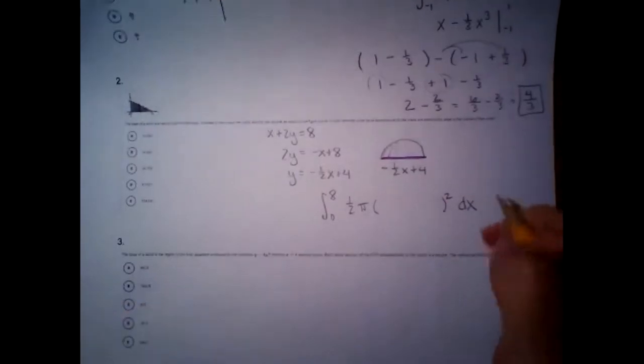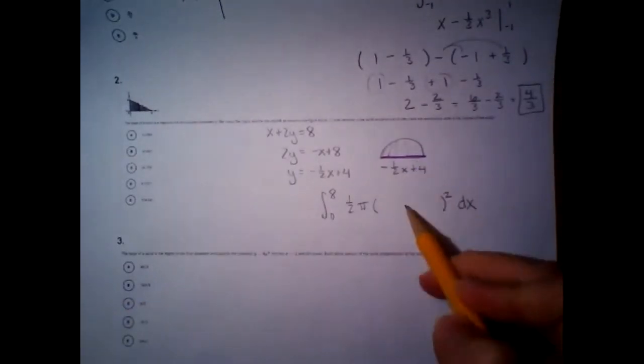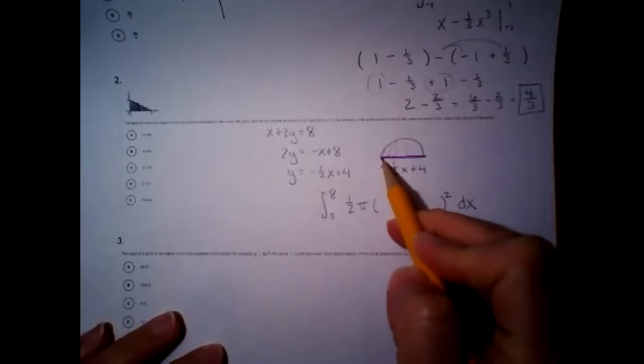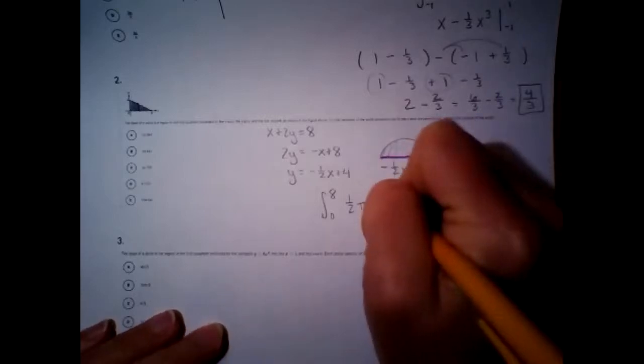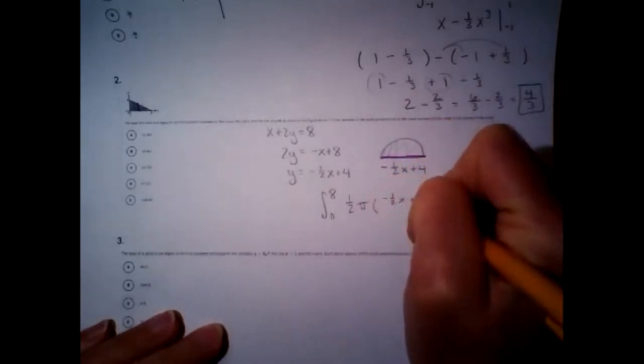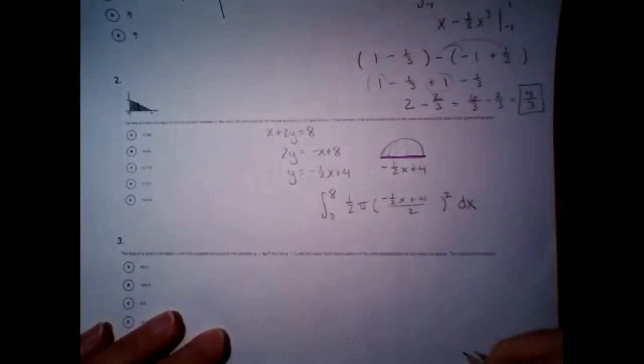And the only mistake that sometimes happens here, people will just put this in for the radius. Just remember that's the whole way across, so that's the diameter. So you have to divide it by 2 to make it be the radius.